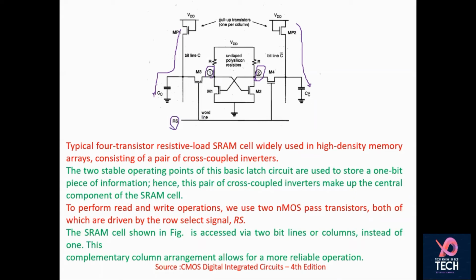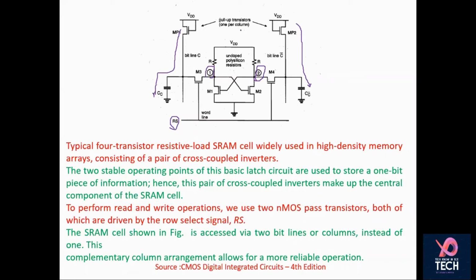When it is activated, M3 and M4 are on. So there is a connection between this capacitance and this particular node. Accordingly, you can read or write the signal. It depends on how things are actually done. We will be discussing in the coming slides how read and write operations are done. This is just to give you the idea of how things are being performed.